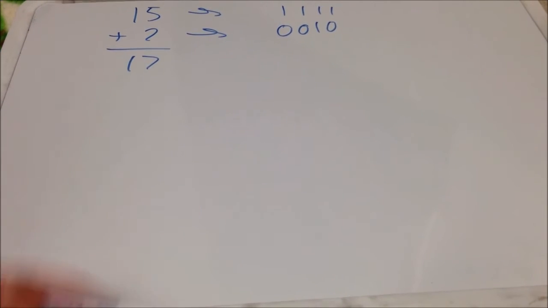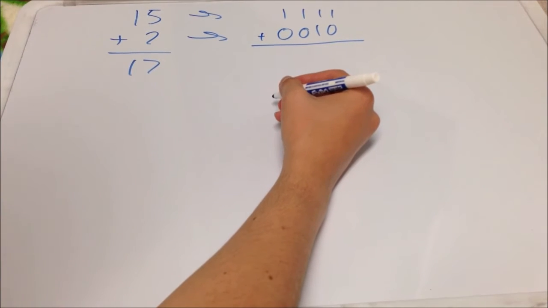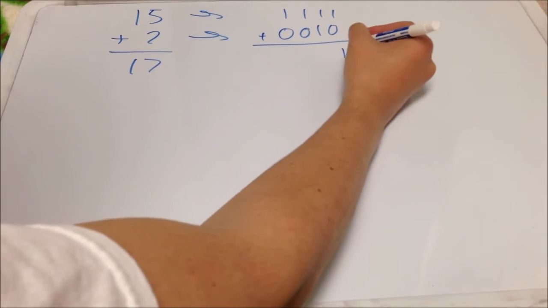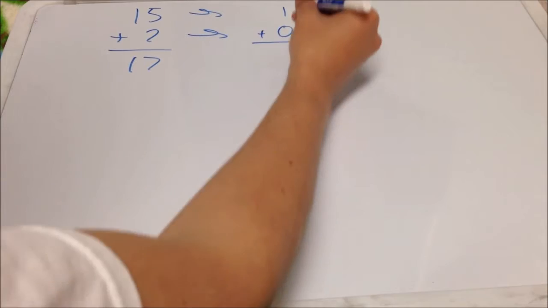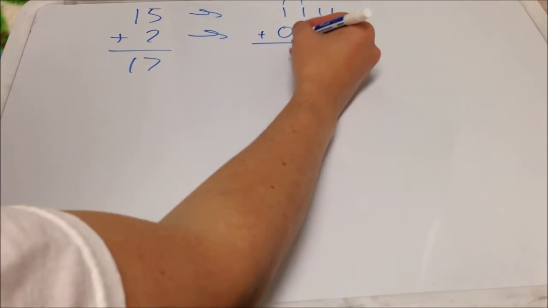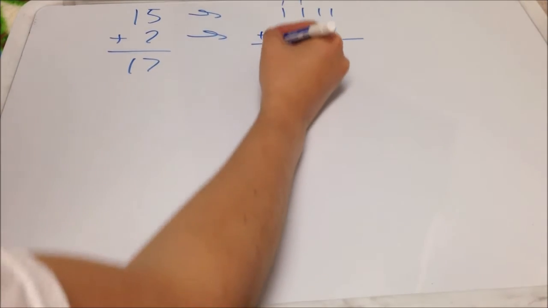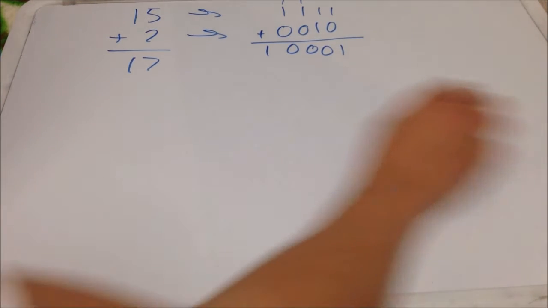Now, if we add these two together, we should get 17, right? Well, let's see. So 1 plus 0 is 1. 1 plus 1 is 0, carry the 1. 1 plus 1 is 0, carry the 1. 1 plus 1 is 0. And normally you would think the 1 would just show up in front, right? And that would give us 17, which is the idea. However, this is not the case.